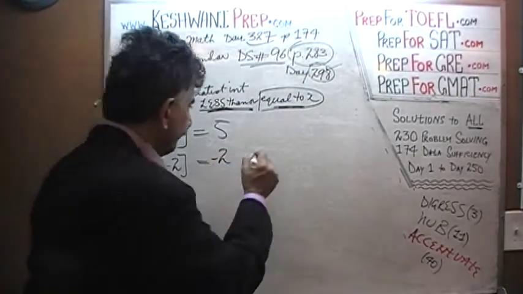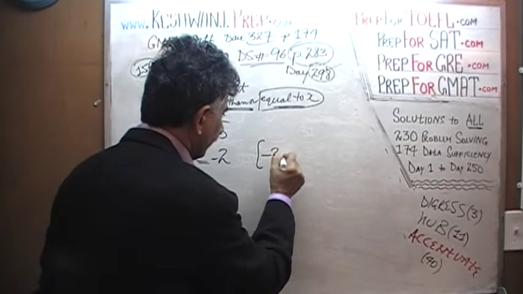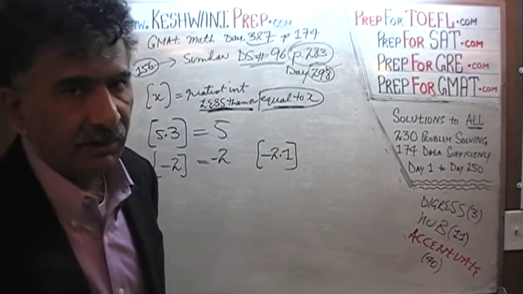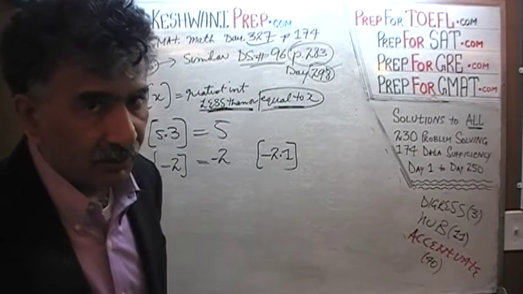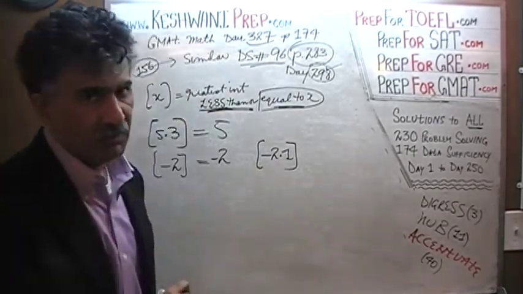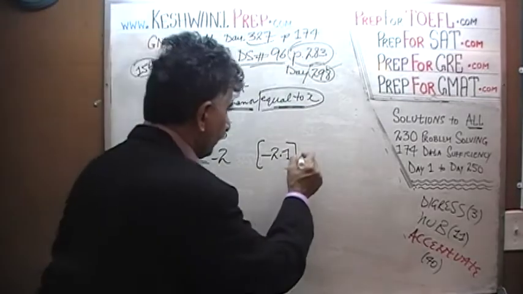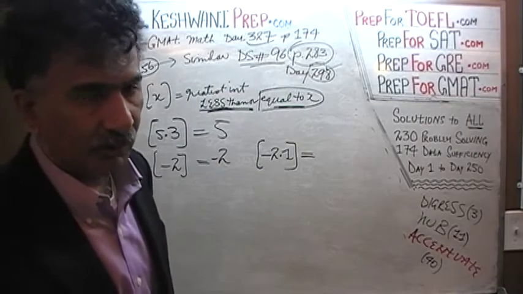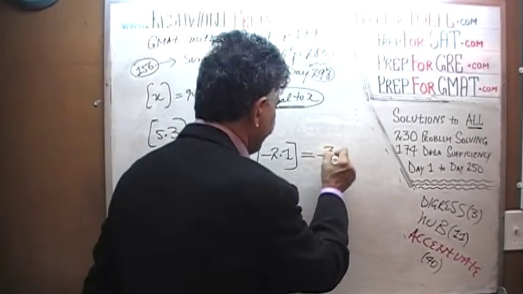How about this one? -2.1. What's the largest integer that we can find that is either less than or equal to -2.1? It cannot be more than -2.1. Therefore, the largest integer that we can find that's going to be less than -2.1 is -3.